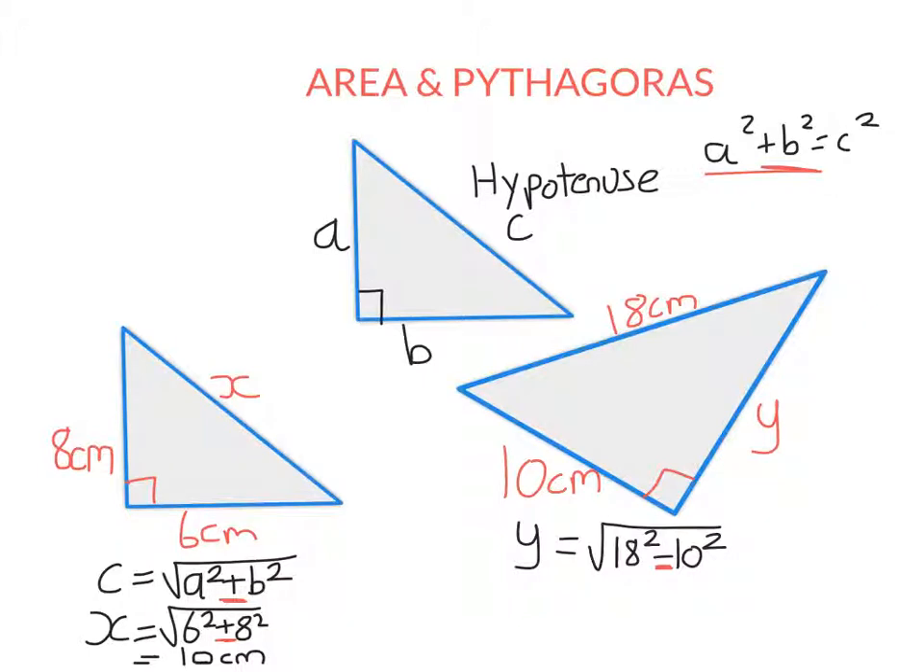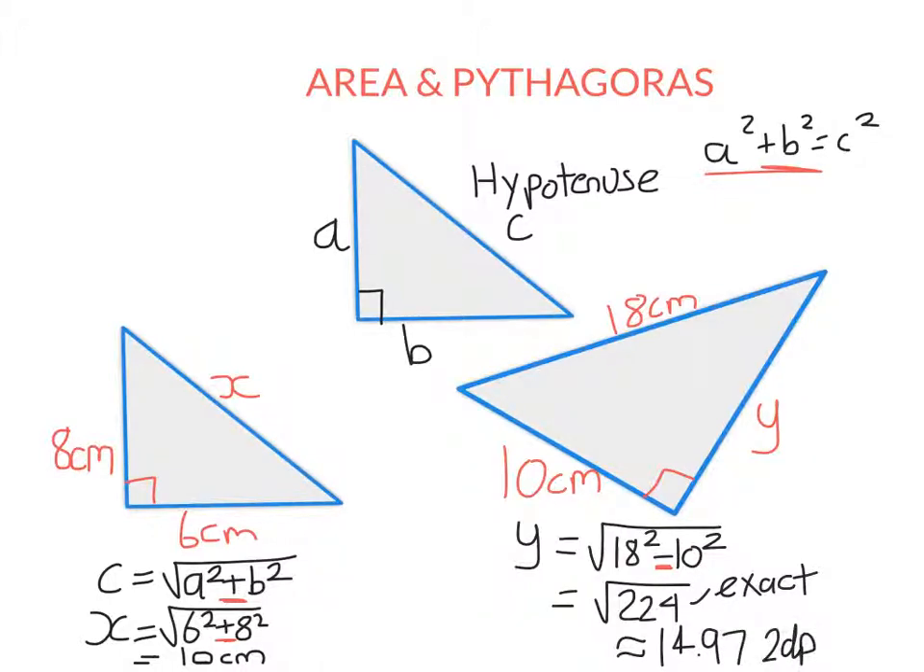So unlike the previous example, we won't get a whole number answer here. 18 squared minus 10 squared is 224. So y is the square root of 224. That's the exact form. That's exactly what the length is. Or if you're asked to give it to 2 decimal places, it's 14.97. So that's rounded to 2 decimal places.